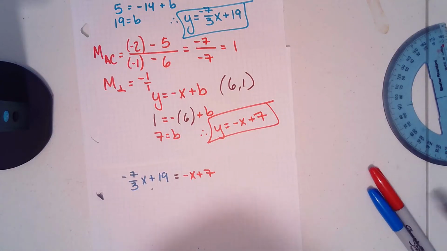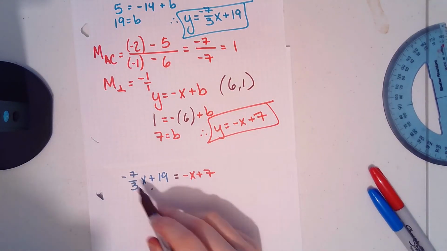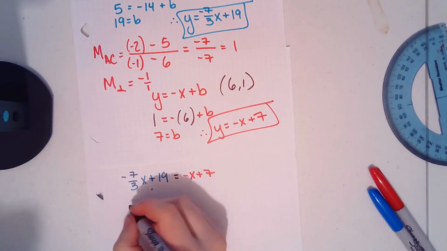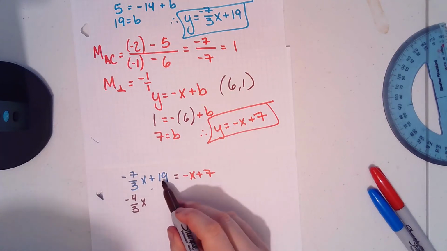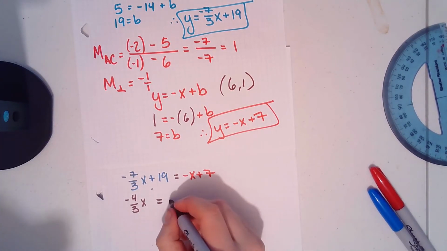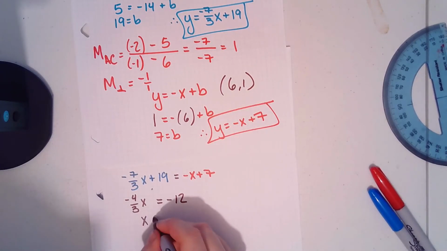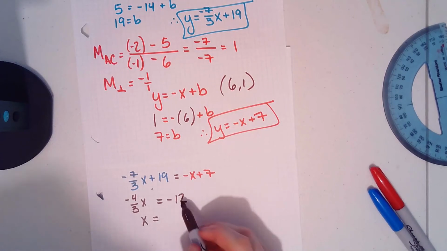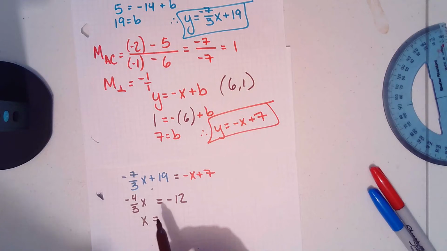So first we just do some math. I'm going to add x to both sides. When I add x, that's 3/3 x being added over, so it's going to be negative 4/3 x. When I subtract 19 from both sides, I get negative 12. Then to solve, I'm going to multiply by the reciprocal on both sides, so I'm going to get x equals this negative 12 times the reciprocal of this guy, which is going to be times negative 3/4. So if I multiply by negative 3/4, I'm going to get a positive answer.